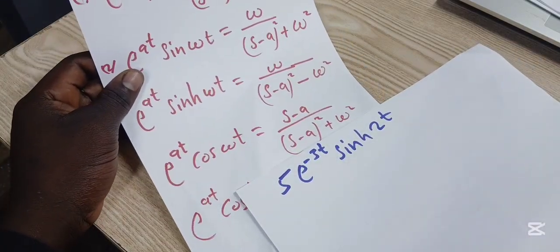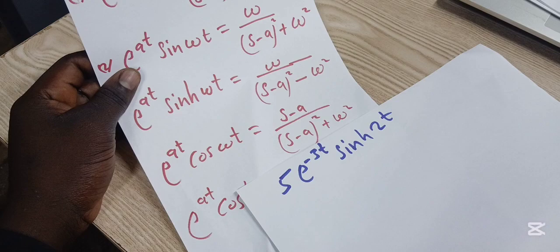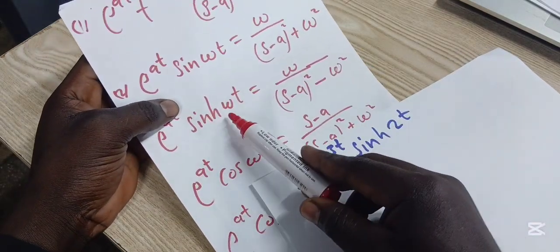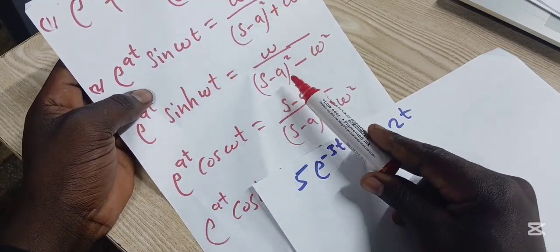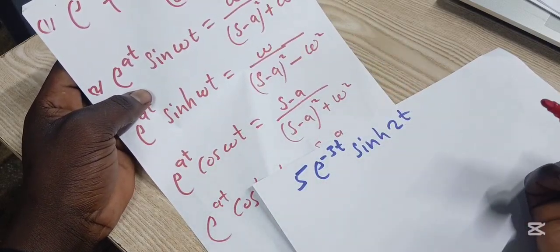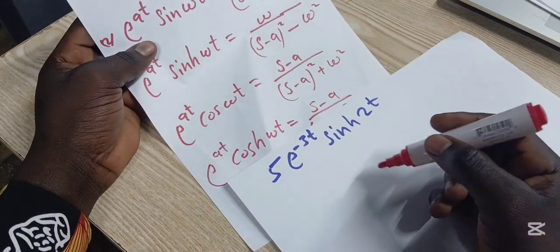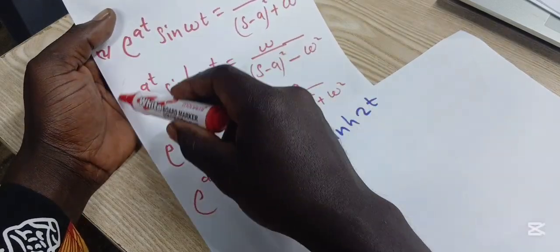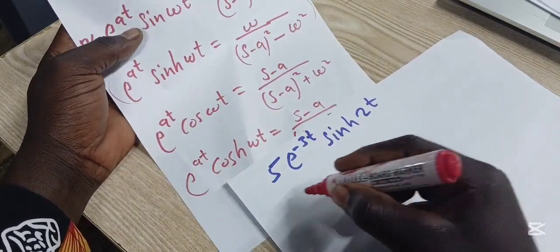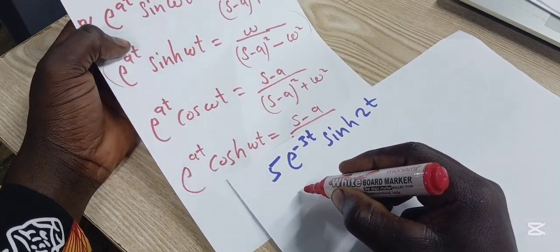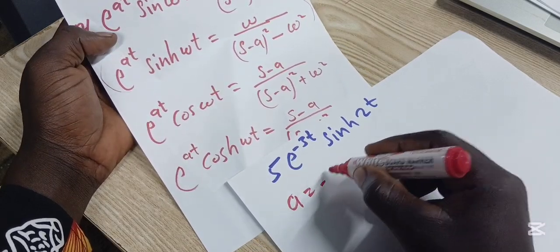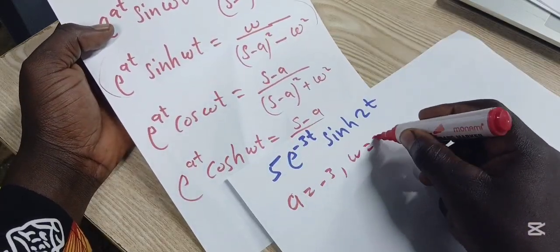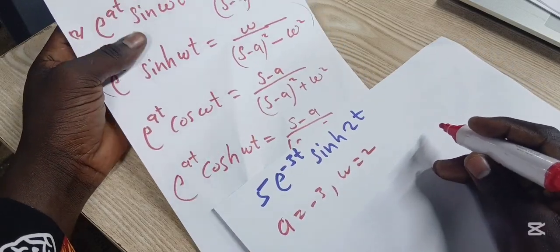Looking at this, we have the Laplace transform of e to the power at sinh wt to be equal to w over s minus a squared minus w squared. So we are going to use this formula, and comparing this formula now to our problem, we see that our a from this point is minus 3 and our w from here is 2.